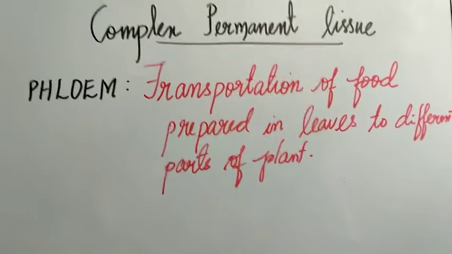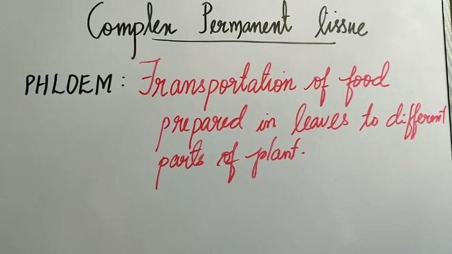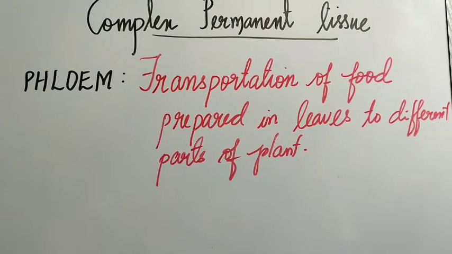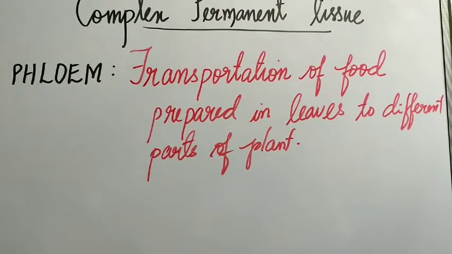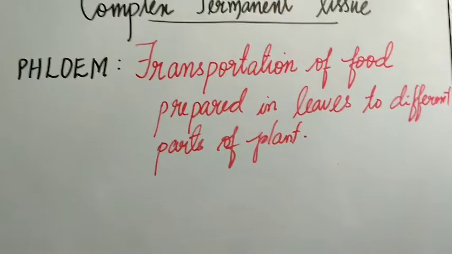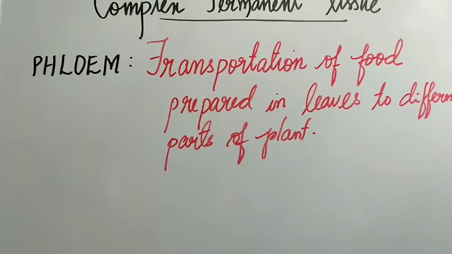Phloem. The function performed by phloem is transportation of food. Now, where is food prepared in a plant? It is prepared in the green leaves by the process called photosynthesis. So, from the leaves, food has to be transported to all other parts of the plant.